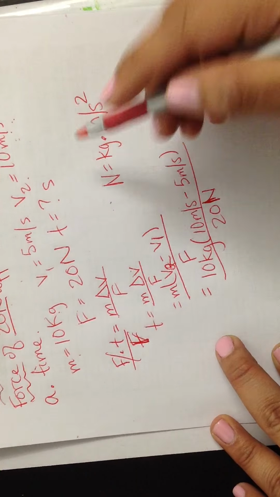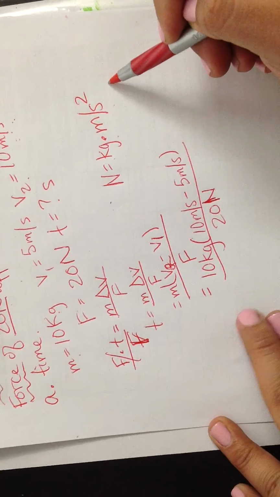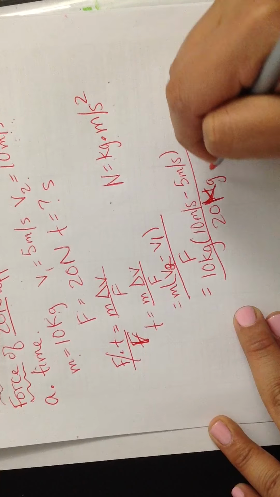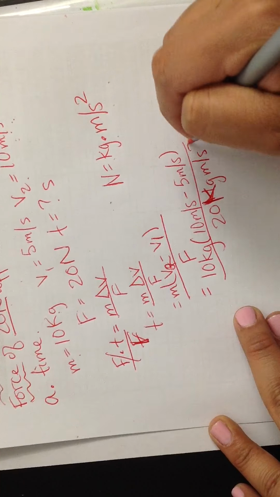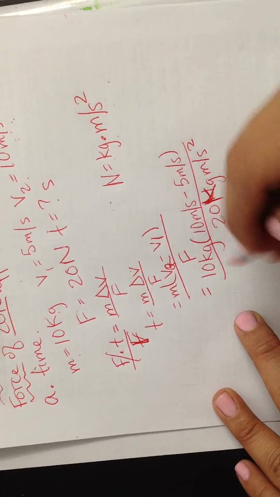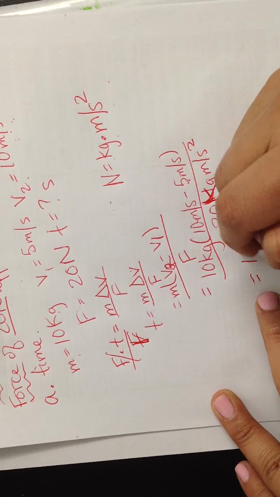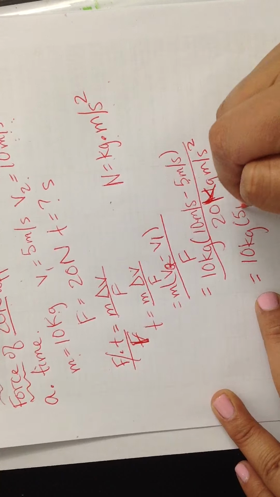Thank you. So again, newtons is equal to kilograms and meters per second squared. So I'm going to replace those newtons with that, times meters per second squared. So then 10 minus 5 is 5. So I'm going to put 10 kilograms times 5 meters per second.